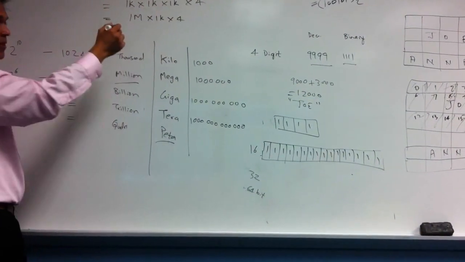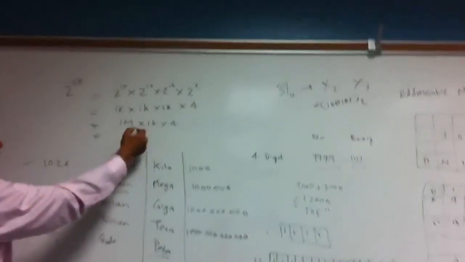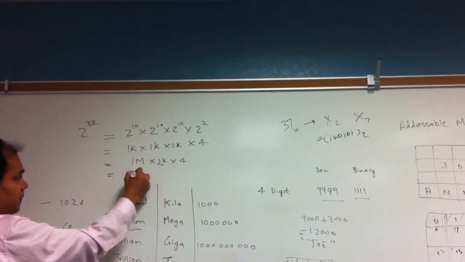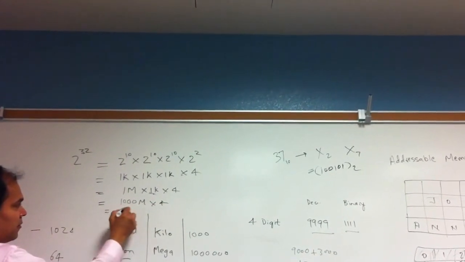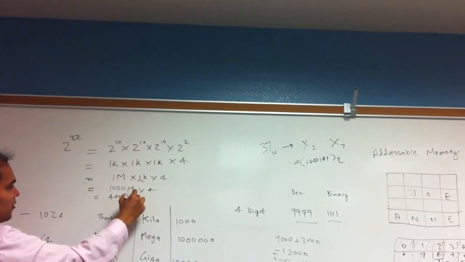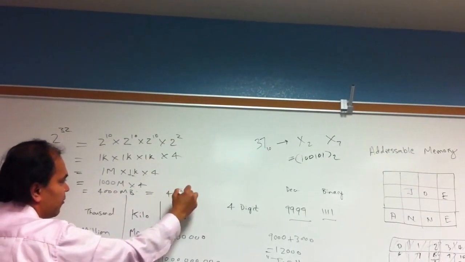So this is simple stuff. Not to get too scared of this. These are simple numbers. And this is nothing but 1,000. So that's 1,000 megabytes into 4, or 4,000 megabytes, which is nothing but 4 gigabyte.